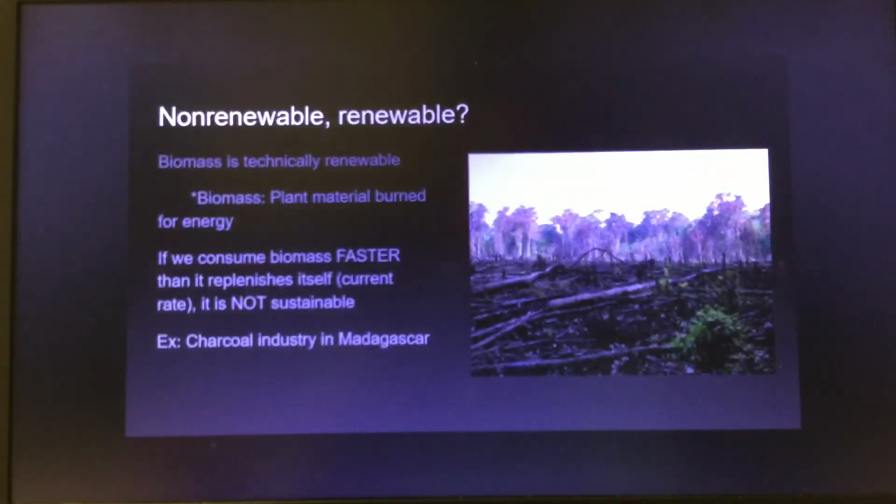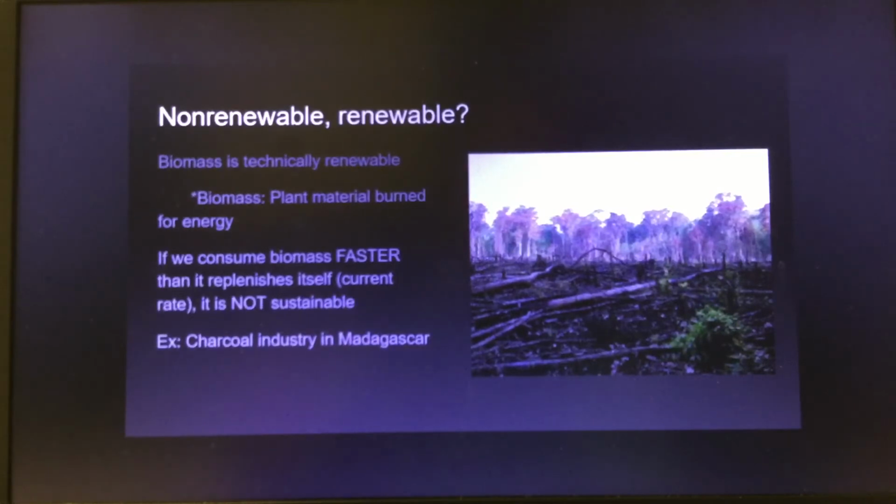Okay, so how can something be non-renewable but also renewable? Biomass, or plant material, is technically renewable because you cut down a tree, you replant that tree, it replenishes itself within about 100 years.